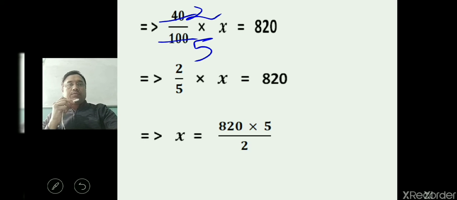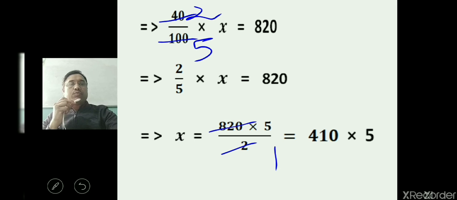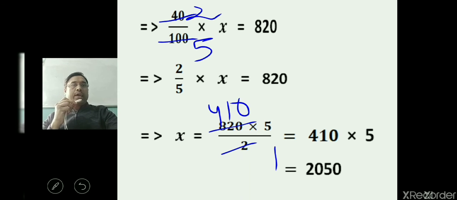This 5 you will take to the numerator on the other side, because 5 is dividing on the LHS, so on the other side it will multiply. Similarly this 2 you will take to the denominator, because on the left side it is multiplying. So x equals 820 into 5 by 2. You cut 2 into 1 time and 2 into 410 times. So 410 into 5 gives 2050. So x, the total number of students, is 2050, including boys and girls.